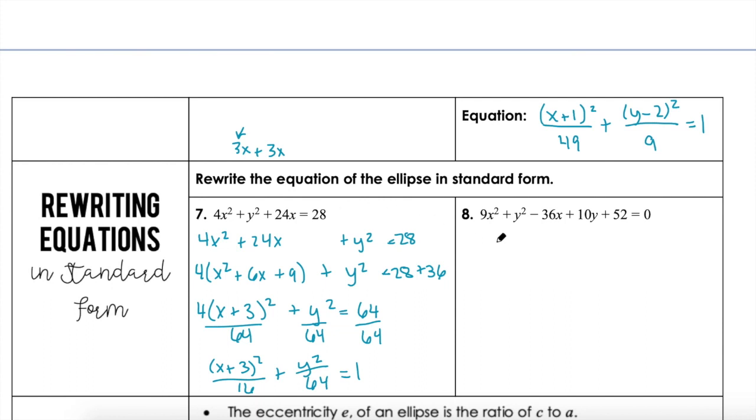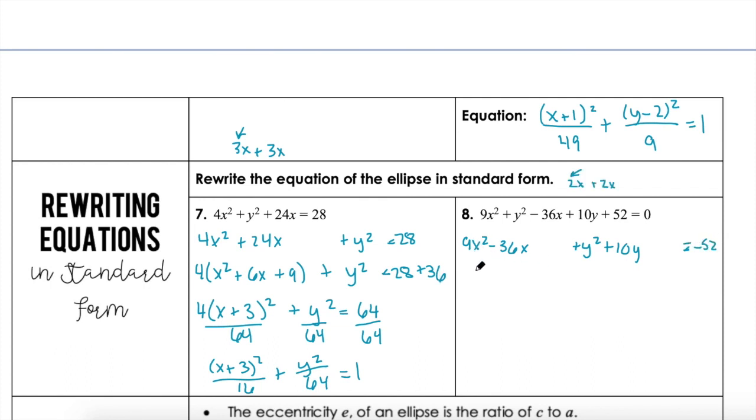Let's look at one more example together. Once again, we're going to group our x's and y's together. We're going to get 9x squared minus 36x, and we'll leave a space here, plus y squared plus 10y, and we'll go ahead and move that 52 to the other side so it's not in the way as we try and do our completing the square. So minus 52, so equals negative 52.